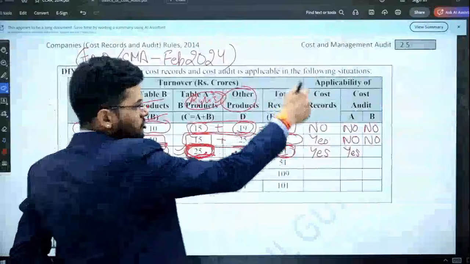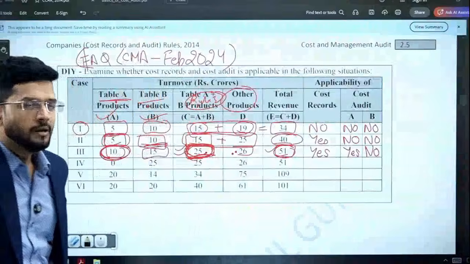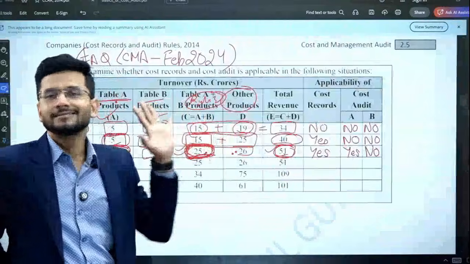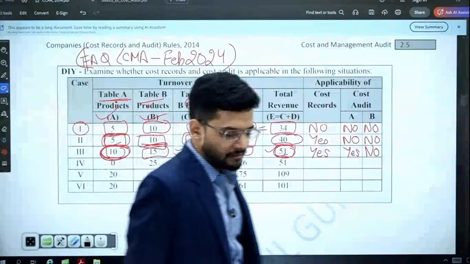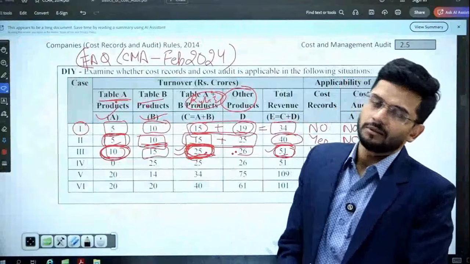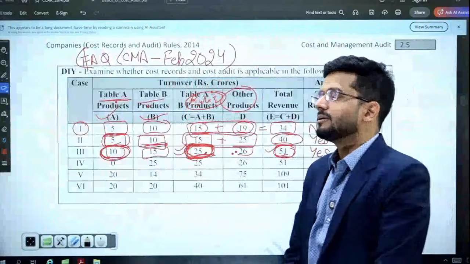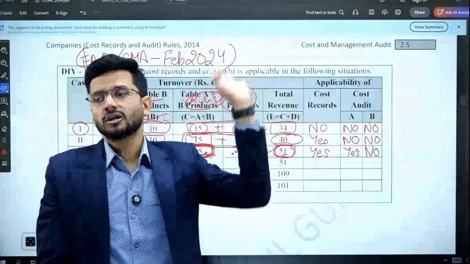Okay. So is cost audit applicable? Yes. For table B, no. Because 100 crore turnover is not met. If 100 crore turnover is not met, then of course there's no point in analyzing the next condition for table B. Table A, cost audit is required to be prepared. Table B, cost audit is not required to be prepared.